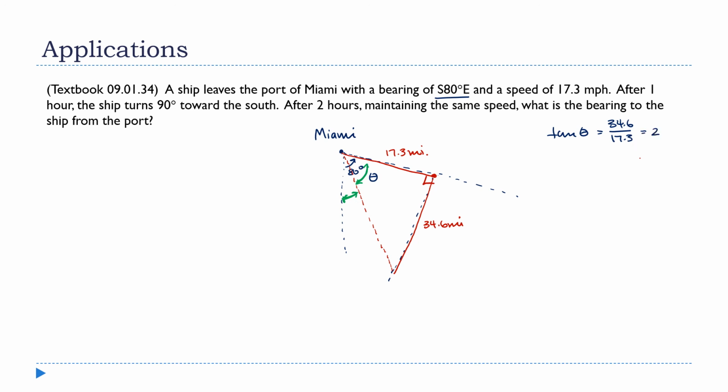And now I can get theta. Take the inverse tangent of both sides. The inverse tangent of 2, according to my calculator, is 63.4 degrees. So that's this angle, which means this angle down here is 80 minus that, which is 16.6 degrees. Now I can answer my question using this same notation. To get to that bearing line, look to the south and go 16.6 degrees east. That's going to be the new bearing.